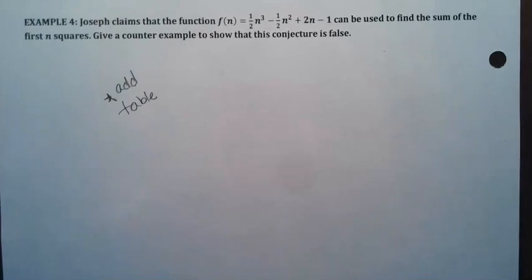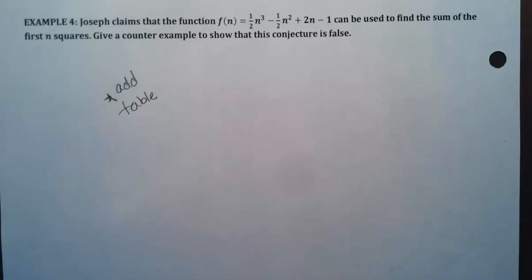Okay, Joseph claims that the function f of n, I should have added a table here. I've got that note to myself. Yours will have one in there, but I can draw mine. Joseph claims that the function f of n equals 1/2 n cubed minus 1/2 n squared plus 2n minus 1 can be used to find the sum of the first n squares. Give a counterexample to show that this conjecture is false.